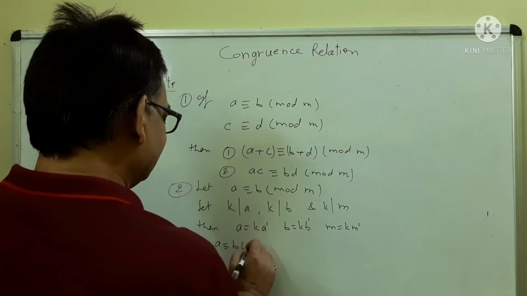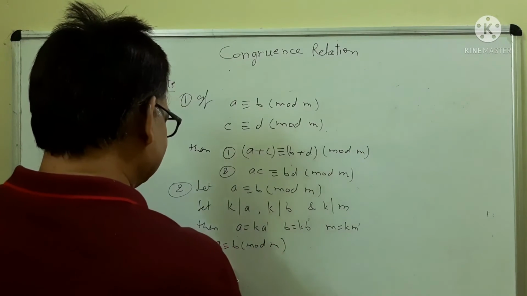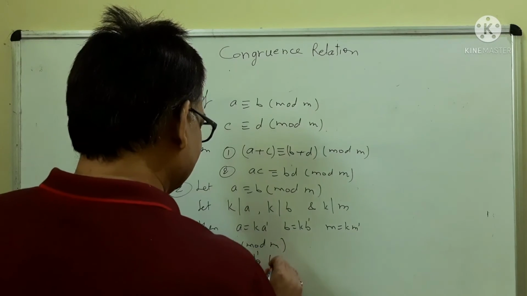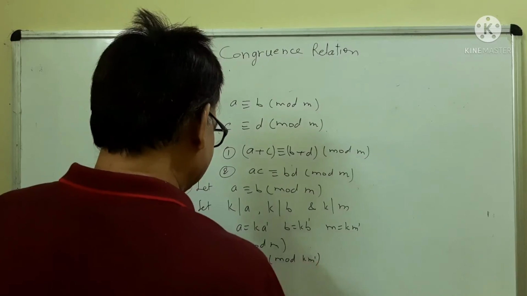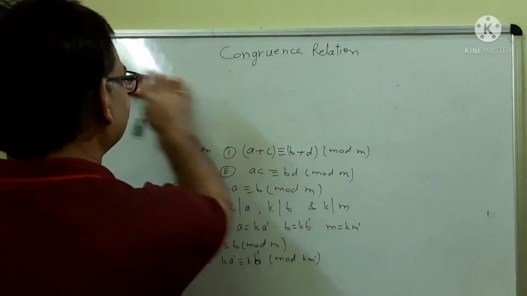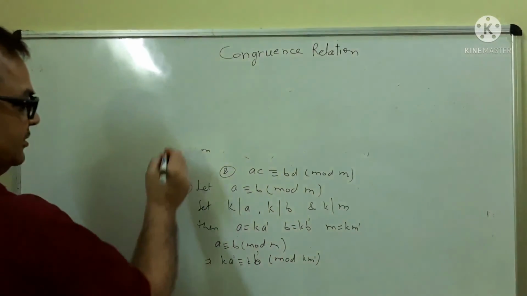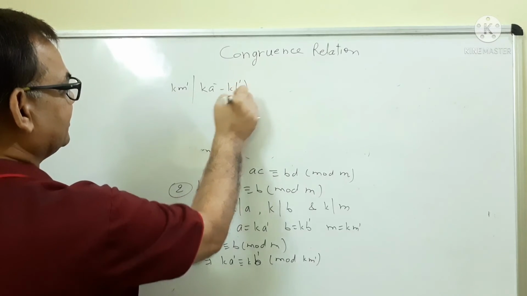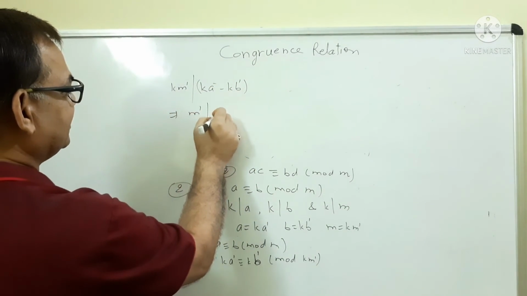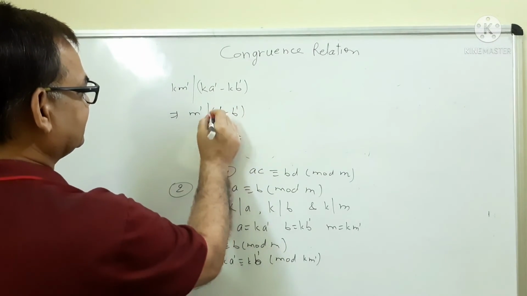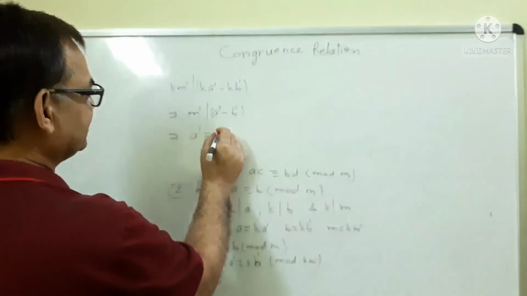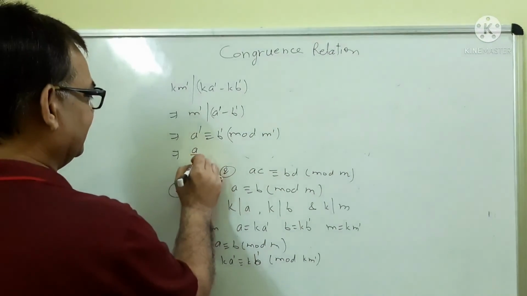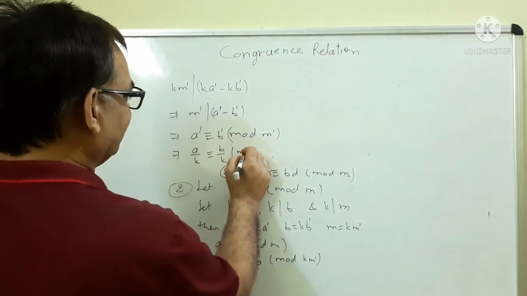Then from above, a is congruent to b mod m implies k a dash is congruent to k b dash mod k m dash, implies k m dash divides k a dash minus k b dash, implies m dash divides a dash minus b dash, implies a dash is congruent to b dash mod m dash, implies a by k is congruent to b by k mod m by k.